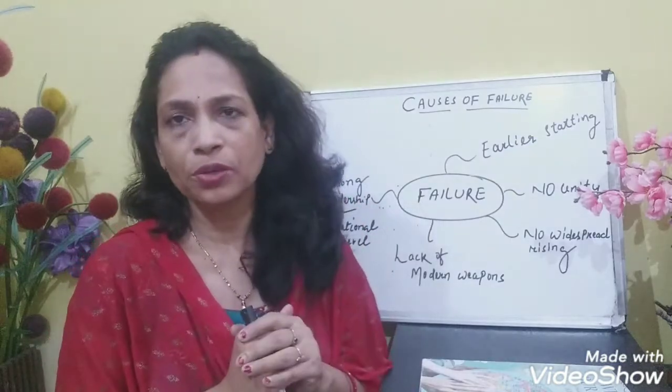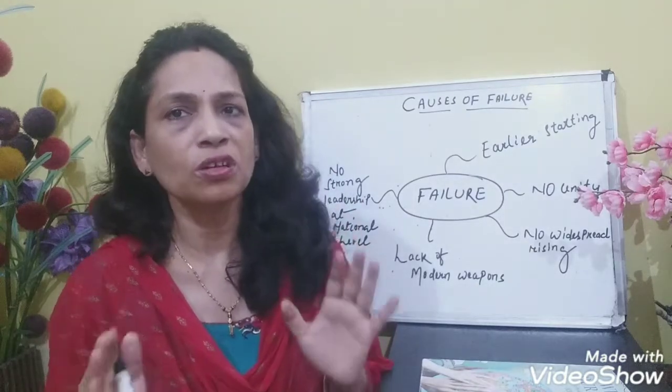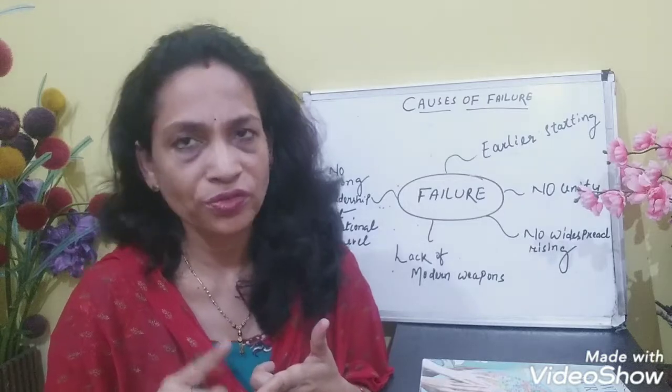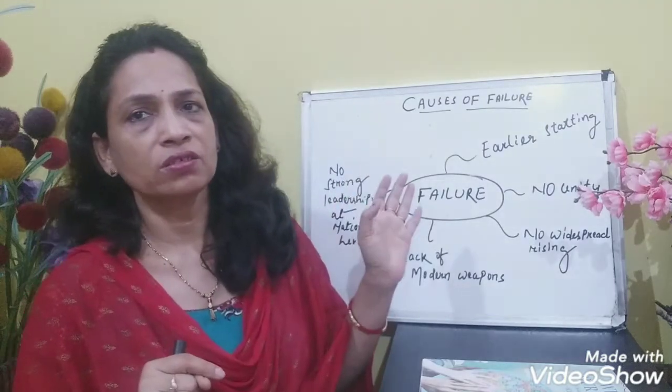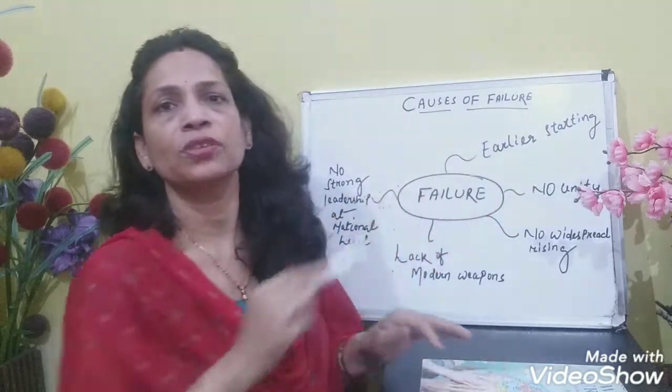After suppression of the revolt, the next topic we are going to discuss is causes of failure of the revolt of 1857. Why the revolt of 1857 failed? So let us discuss the causes one by one. The first one is earlier starting of the revolt.